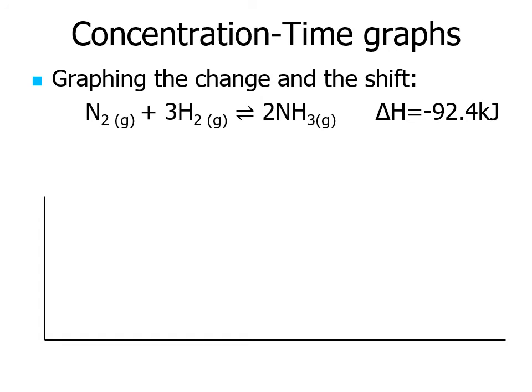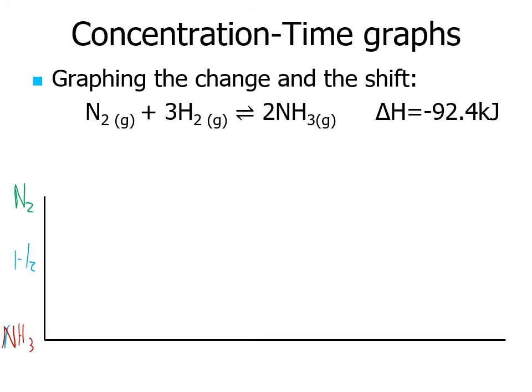Okay, concentration time graph. So if we were to look at this reaction, if we wanted to actually graph this over time. So let's say I have N2 and let's do H2. So those are our two reactants. And let's do our product. We got the Haber process here. So we're making some ammonia gas.